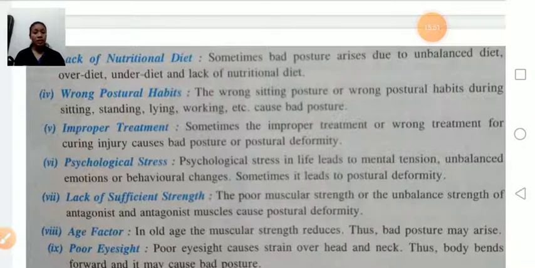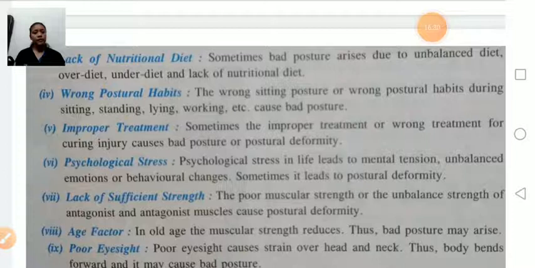Psychological stress in life leads to mental tensions, unbalanced emotions, or behavior change. So it also leads to posture deformity. If the person is psychologically stressed, if he is not psychologically normal, then it also leads to bad posture. Lack of sufficient strength. Strength means power. If the person does not have sufficient strength, then his muscles will be weak and his posture will be bad.